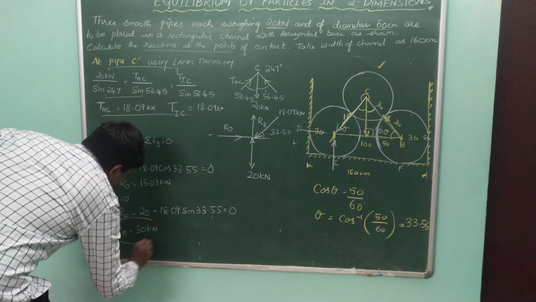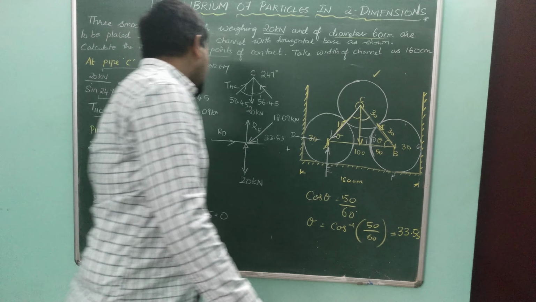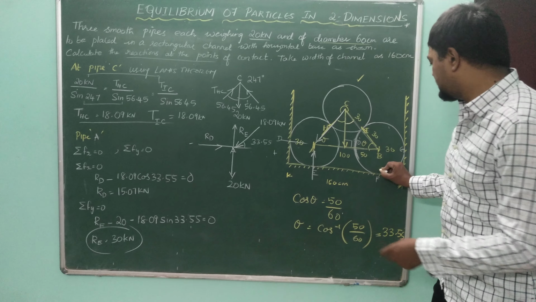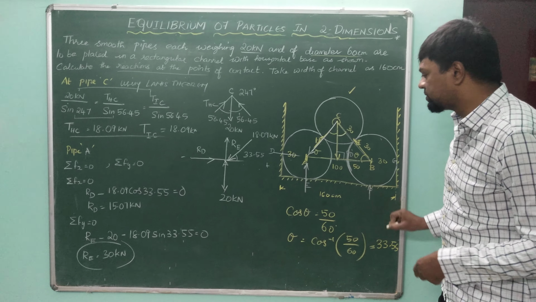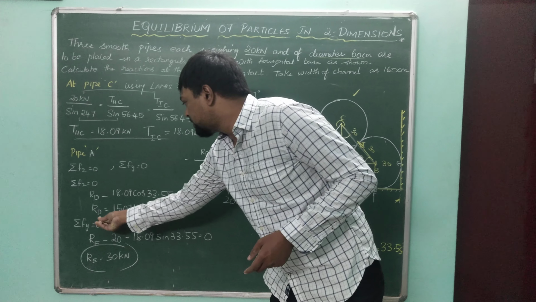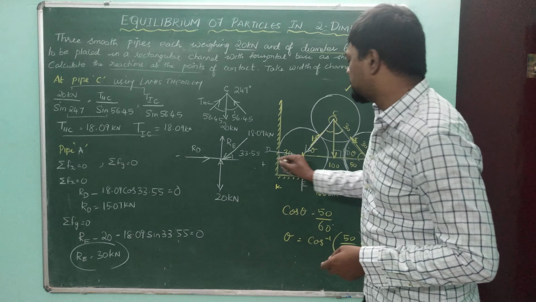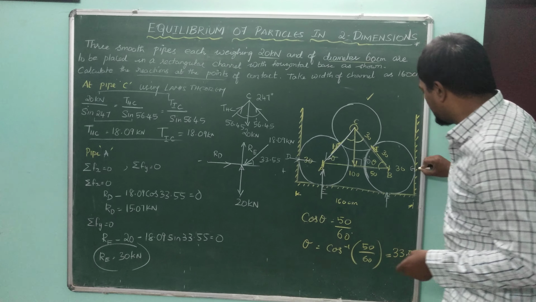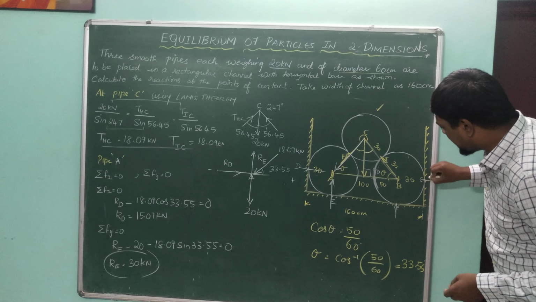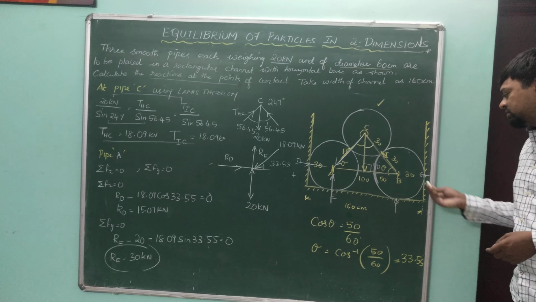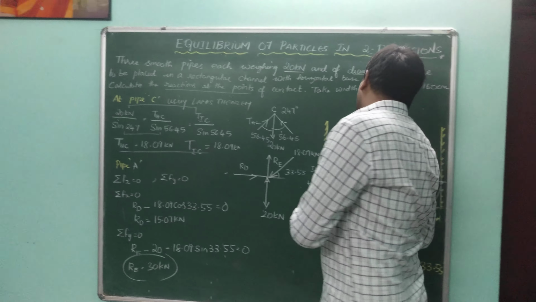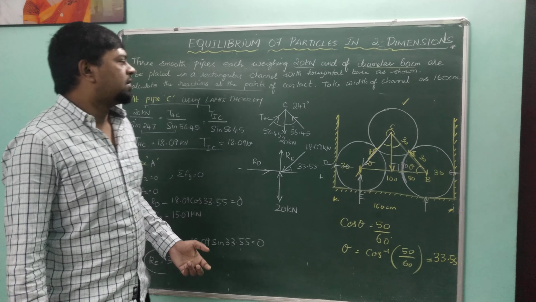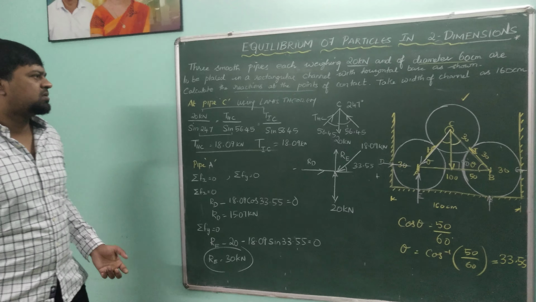So the same 30 kilonewton RE here. The same 30 kilonewton will be the reaction here also. And here we got the value RD is 15.07. The same will be acting here, that is RG, since the point is G. So we have found all the reactions happening in the pipe. I hope you would have understood. Thank you, students.